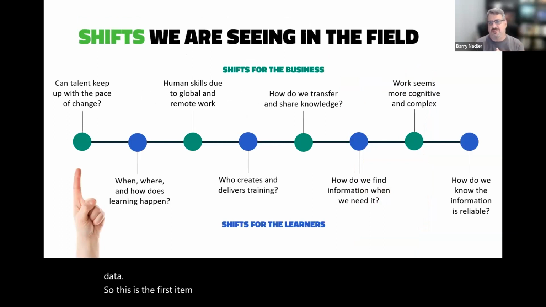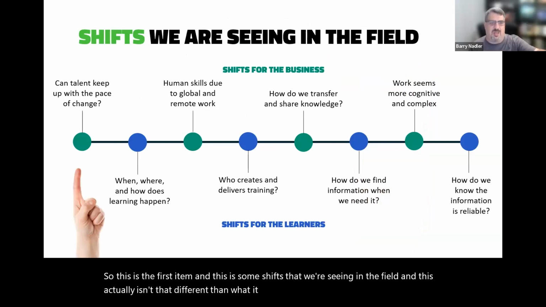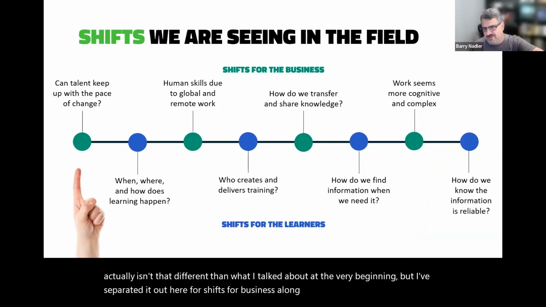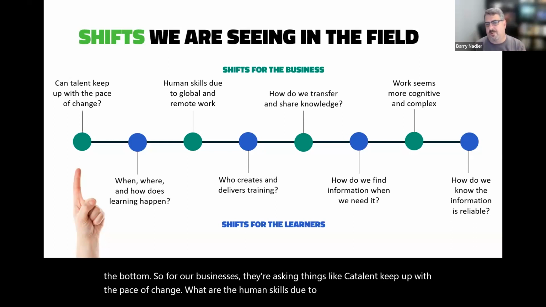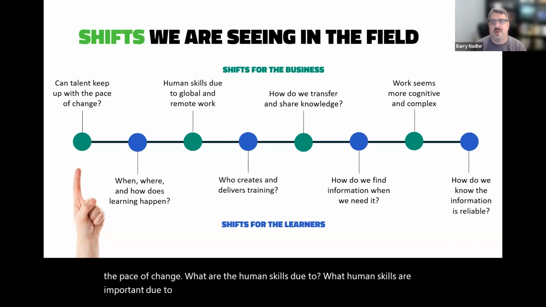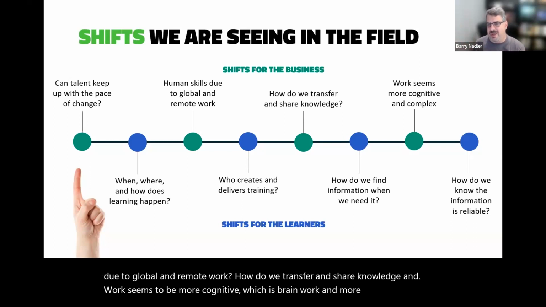And this is some shifts that we're seeing in the field. And this actually isn't that different than what I talked about at the very beginning. But I've separated it out here for shifts for business along the top and shifts for learners at the bottom. So for our businesses, they're asking things like, can talent keep up with the pace of change? What human skills are important due to global and remote work? How do we transfer and share knowledge? And work seems to be more cognitive, which is brain work, and more complex for some reason now than it did several years ago.